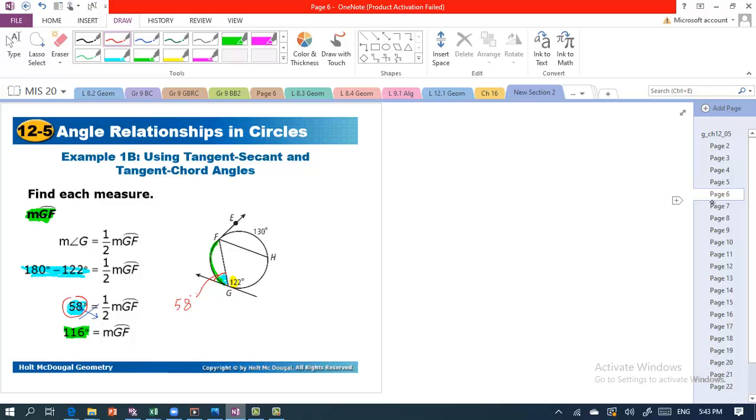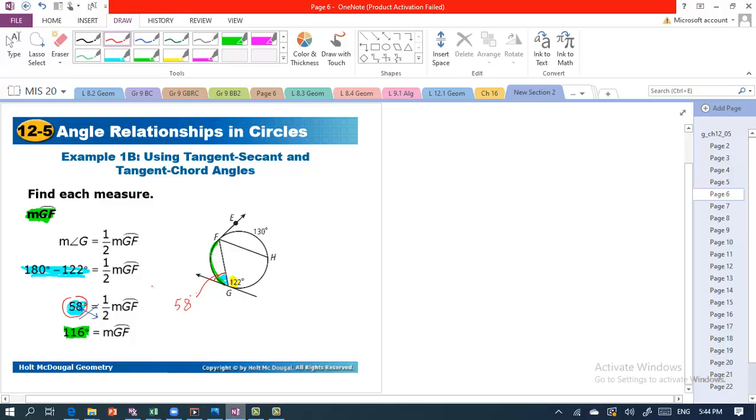The second example: find the measure of the arc GF. Now we don't have the intercepted arc and we don't have the required angle, but we do have the supplement of the angle that intercepts the arc. By linear pair we can find it, and then apply the tangent-secant rule to find the required arc. The measure of angle G is half the measure of the required arc. How much is angle G? As we said, a linear pair sums to 180.